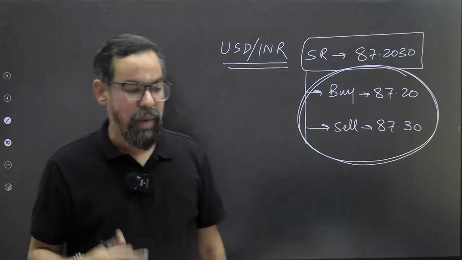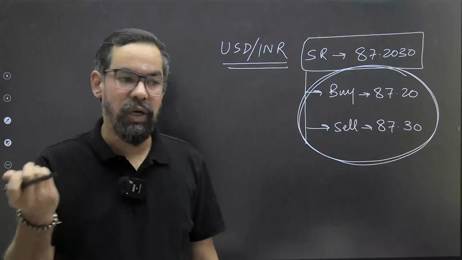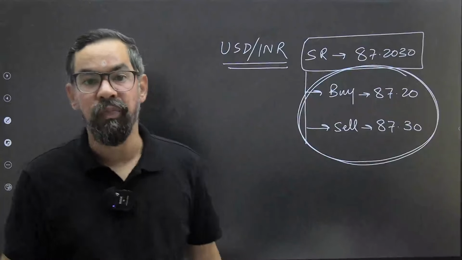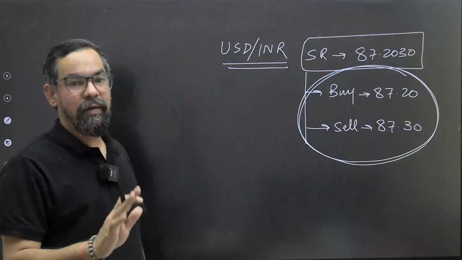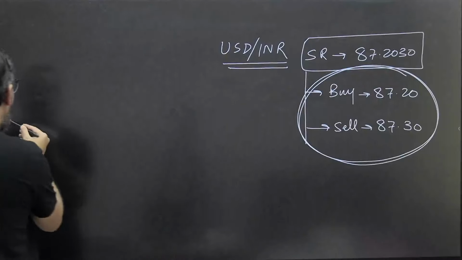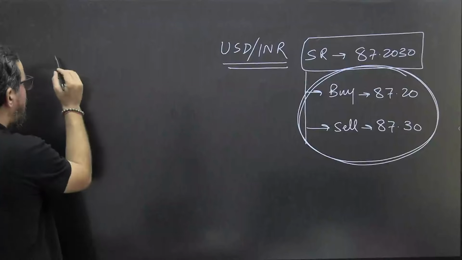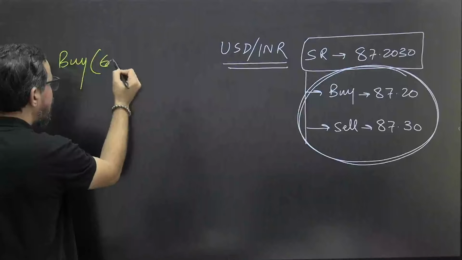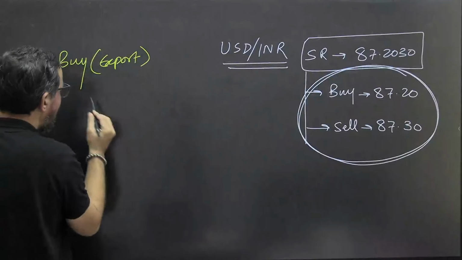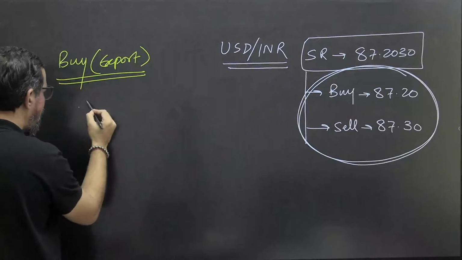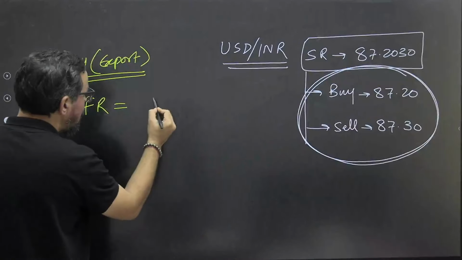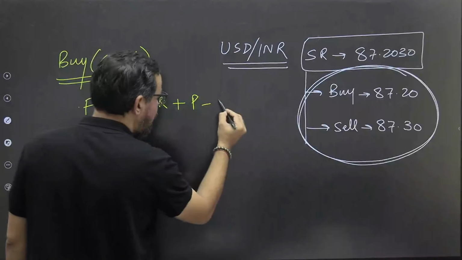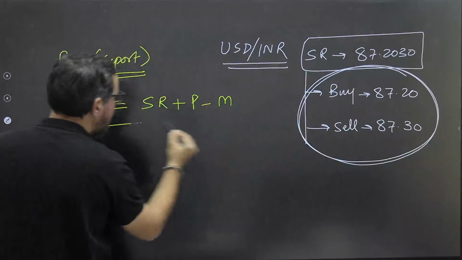So now a bank generally enters into forward contracts or swap contracts or future contracts with importers and exporters. Now what you have to remember is, when you quote the buy rate, what will be your formula? When you are quoting a buy rate, which we generally quote in the case of export, your forward rate or future rate is equal to spot rate plus premium, minus margin. So this is the formula for your buy rate.